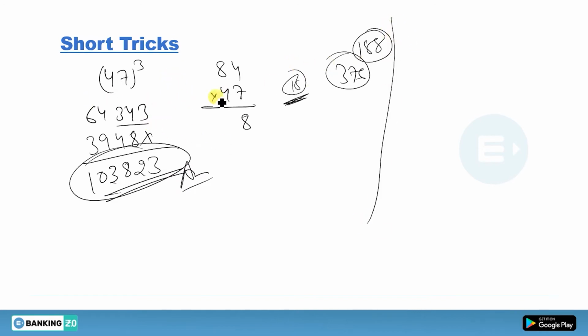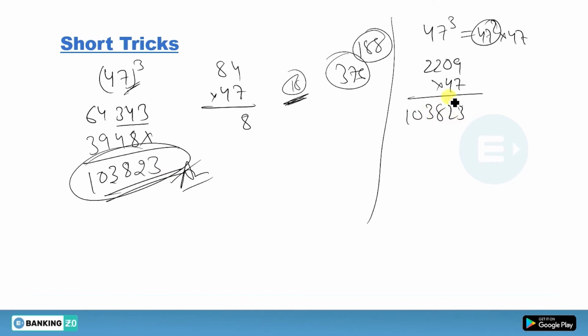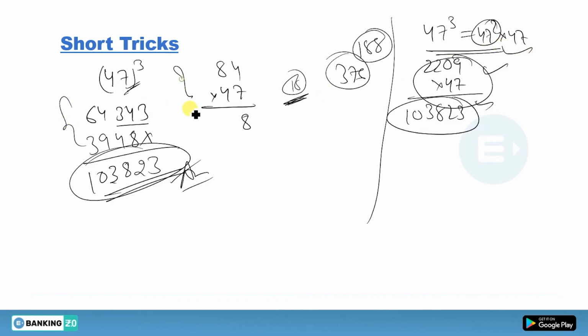Okay. Otherwise, there is another method to find the cube. 47 cube. Can you write this as 47 square into this 47? I have already told you a trick for this. 3 less means 09. 25 minus 3, 22. 2209 into this 47. So now you have to multiply this, and you will get this. Okay. So this is another method also. So either use this or you can use this.